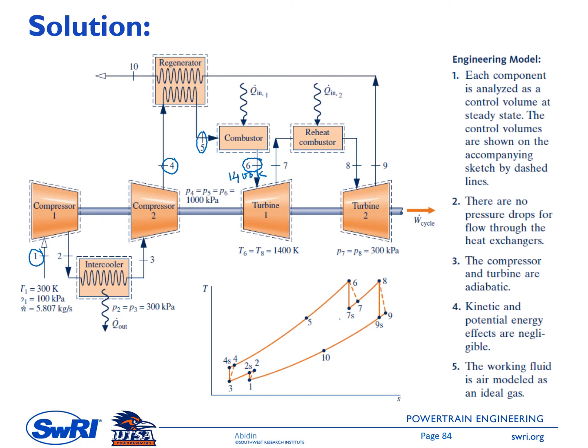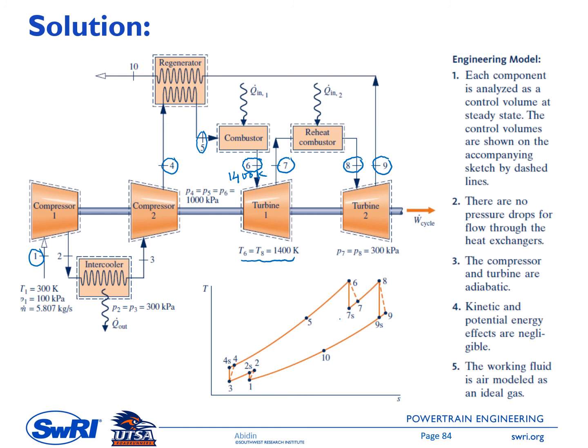Then we have state 7 here at the exit of turbine 1, and then entering the reheater, it is reheated to state number 8. I believe the temperature at point 8 equals the temperature at point 6. It is 1400 Kelvin. And P7 equals P8, it is 300 kilopascal. And then this is state number 9 at the exit of turbine 2.